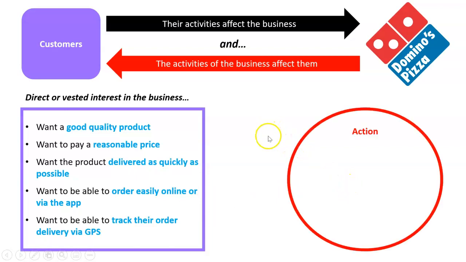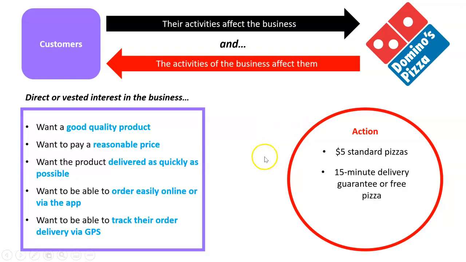What's the action? How does Domino's respond? Well, they responded with a few things. They said, we're going to have $5 standard pizzas, just for the main standard ones, not the fancy gourmet ones. They said, we've got a 15-minute delivery guarantee or free pizza. So I think you pay maybe an extra $3 for that. And if it doesn't come within 15 minutes, you get a free pizza.